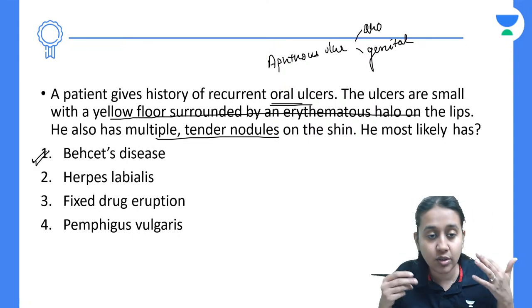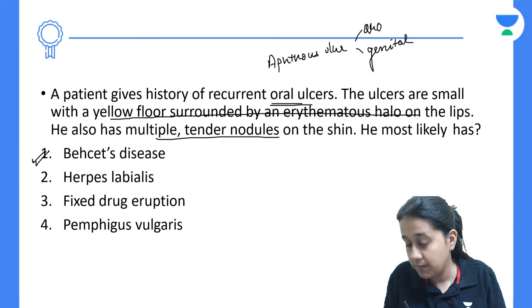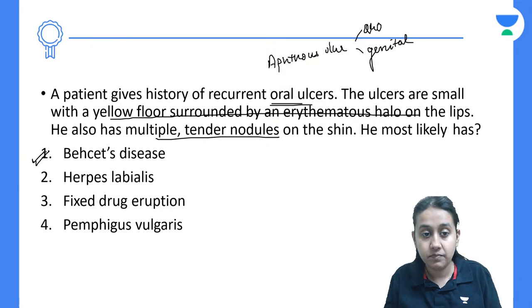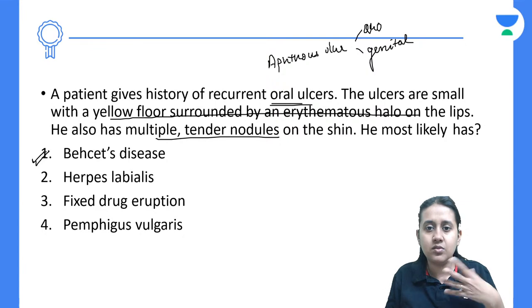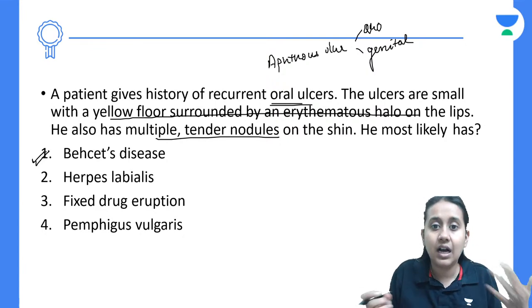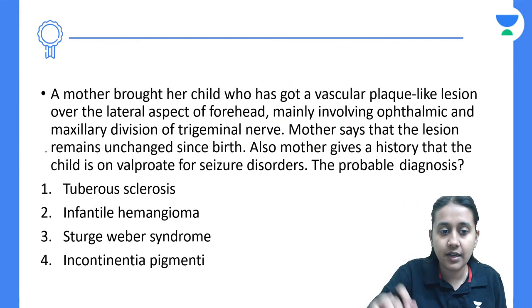Behçet's disease belongs to a group which is known as neutrophilic dermatitis or neutrophilic dermatosis, where the neutrophil starts accumulating inside the skin. It is mainly associated with inflammatory bowel disorder. So in these individuals, we'll get a history of either ulcerative colitis or Crohn's disease. Clear? Next question.